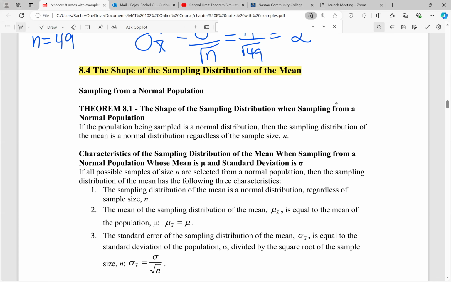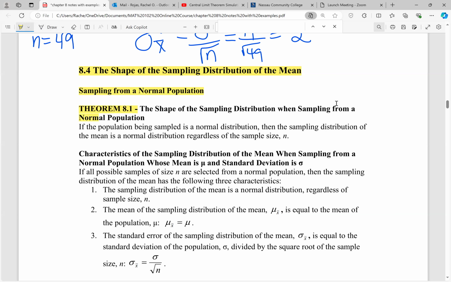Is it not normal? So we have two theorems. The first theorem doesn't have a name in this text. It's just called theorem 8.1. But the assumption for theorem 8.1 is that if we sample from a normal population, then the shape of the sampling distribution of the mean is also going to be normal, regardless of what size our sample is. So regardless of sample size n.